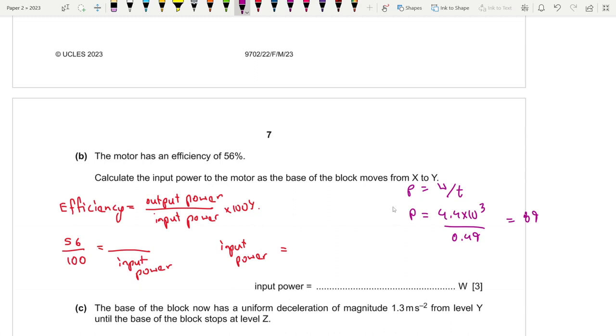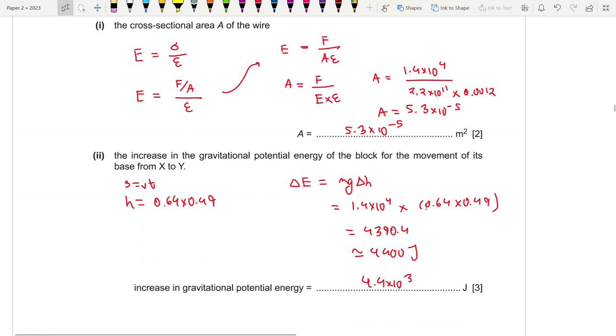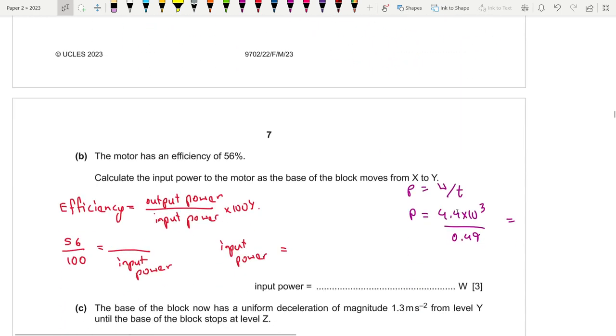8979 or 8980. You can round it off to 9 times 10 to the power 3. And if you use your accurate answer from this part over here, 1.4 times 10 to the power 4 times 0.64 times 0.49, if I used 4390.4 divided by 0.49, I'd get a value of 8960 basically. So you don't need to show that, it's fine. Basically you can write 8960. Rounded off to two significant figures, it's 9000 watts.